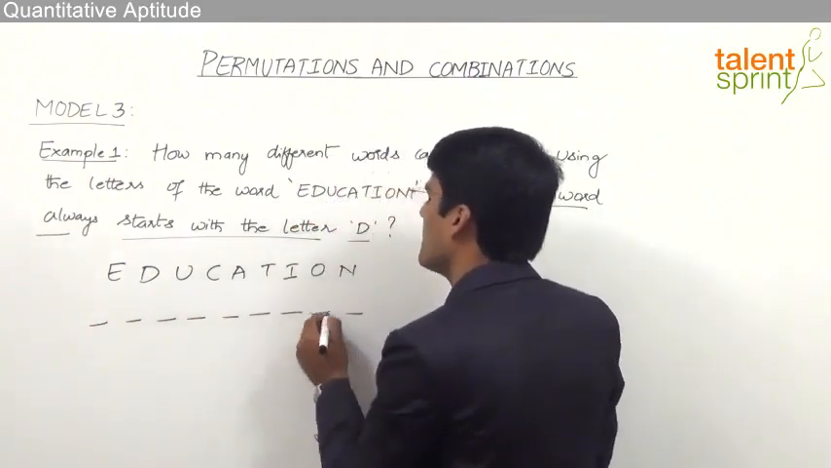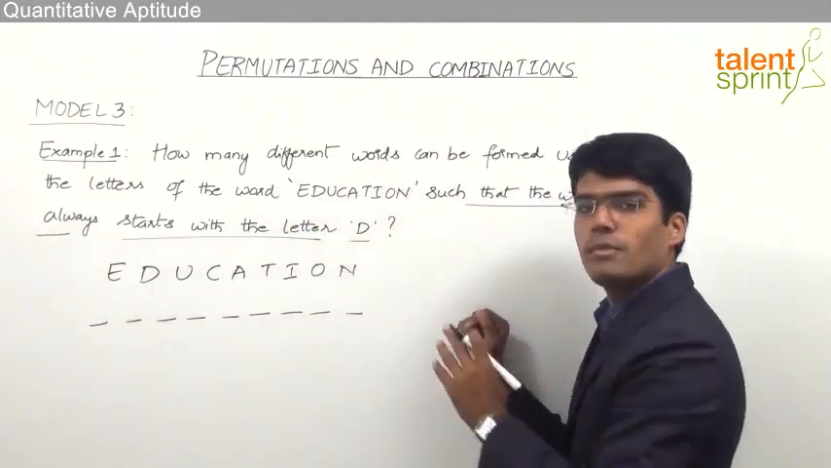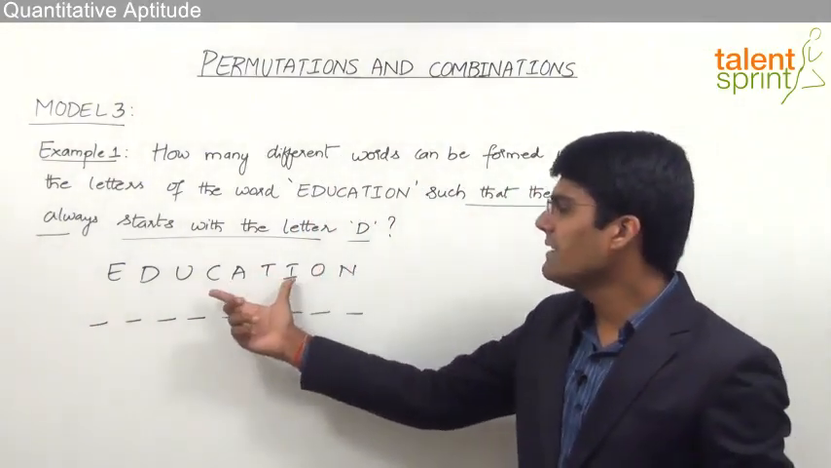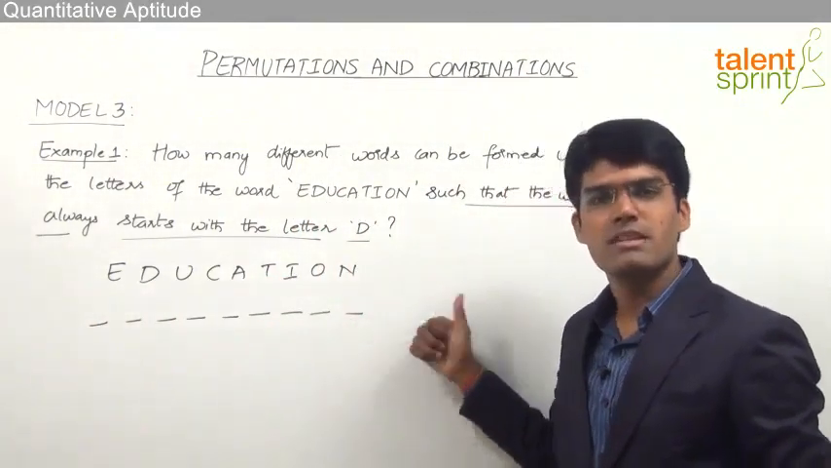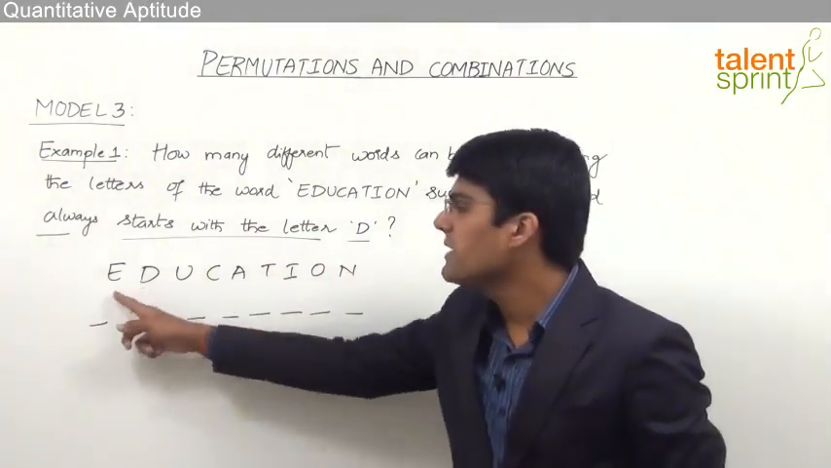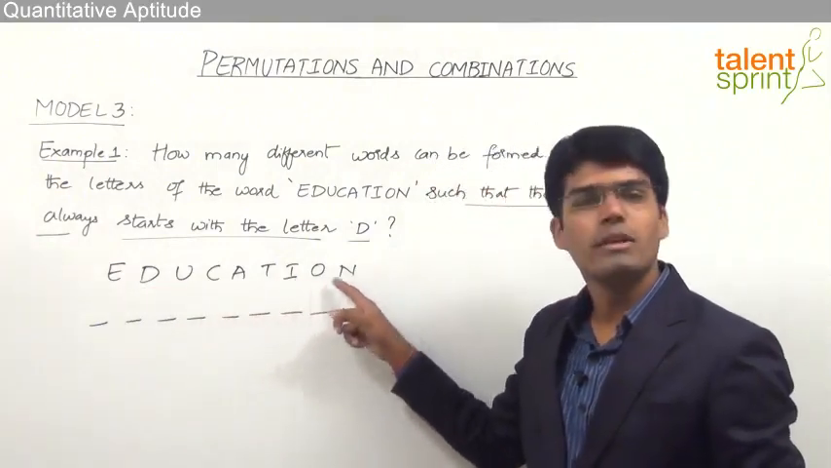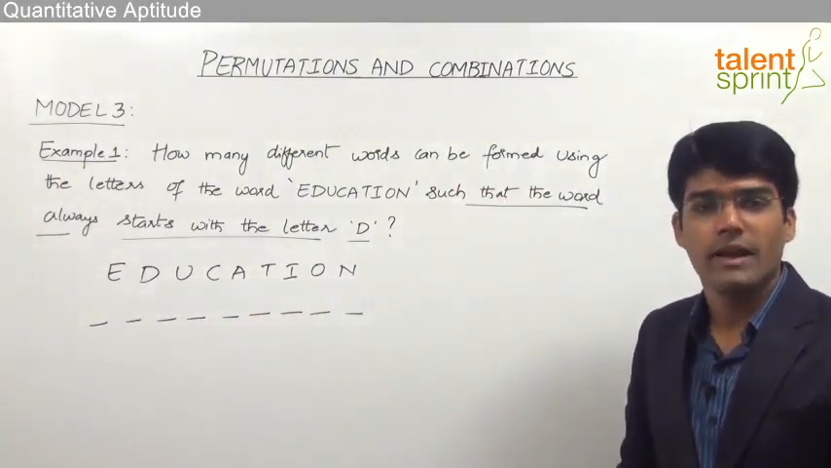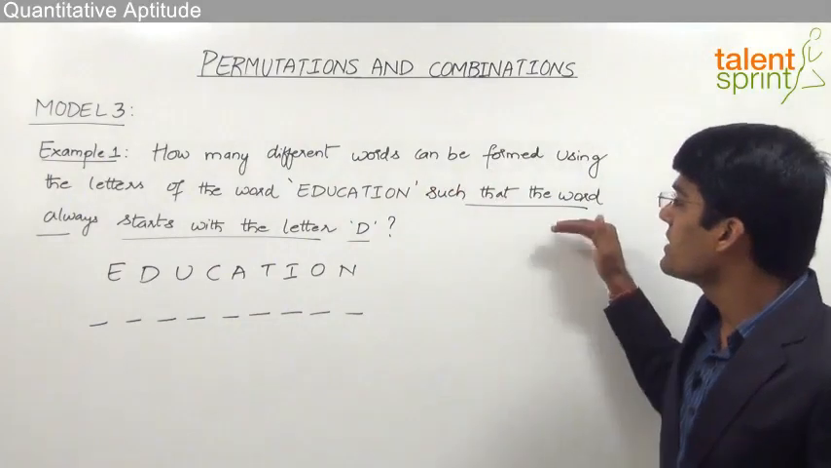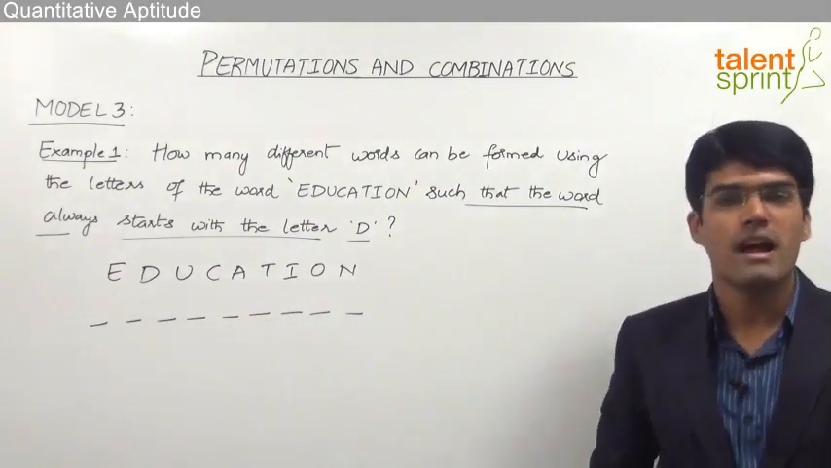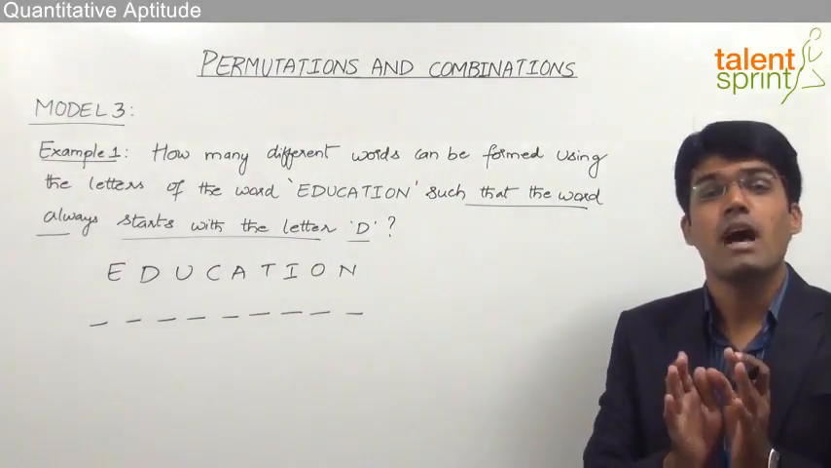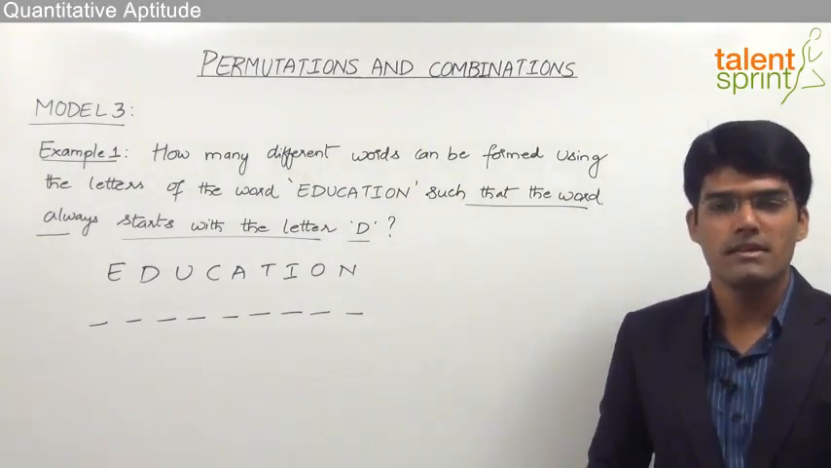So we can say that without any condition the answer has to be 9 factorial. Why? Because 9 letters can be arranged in 9 positions in 9 factorial ways, and there is no repetition here. Each letter appears only once. So the direct answer is 9 factorial. But then the condition here says the word should always start with the letter D. So let's see how to solve this question with a given condition.